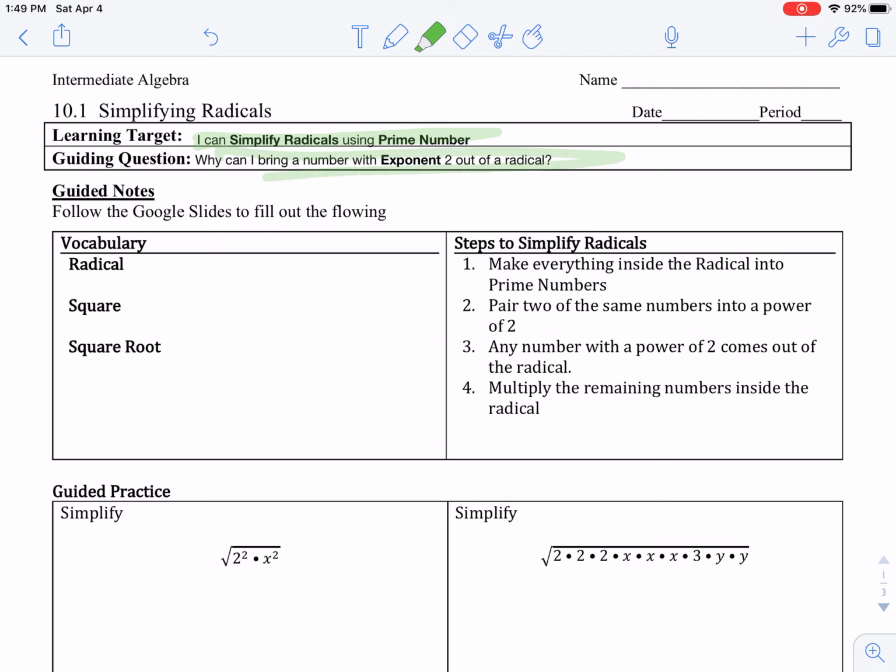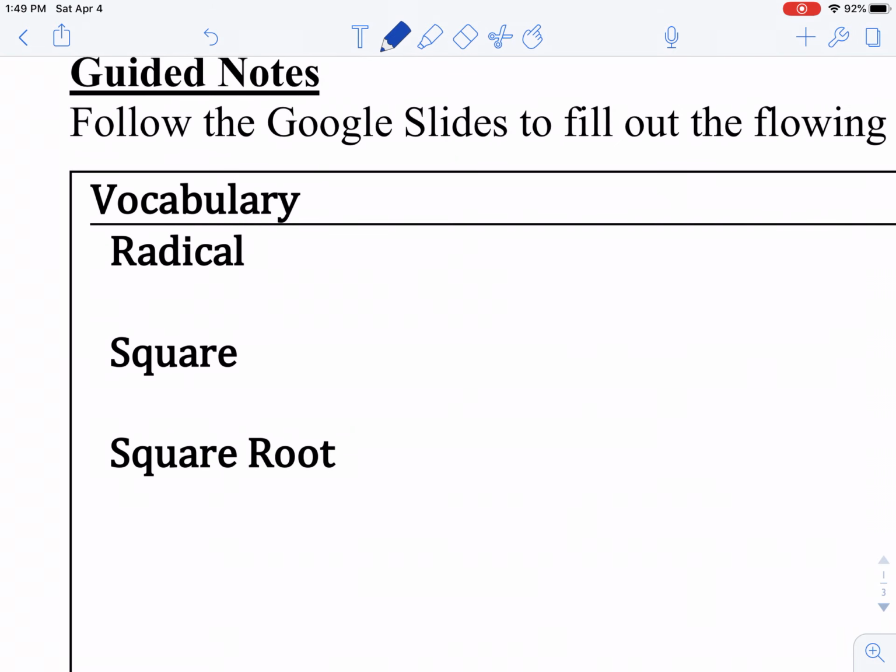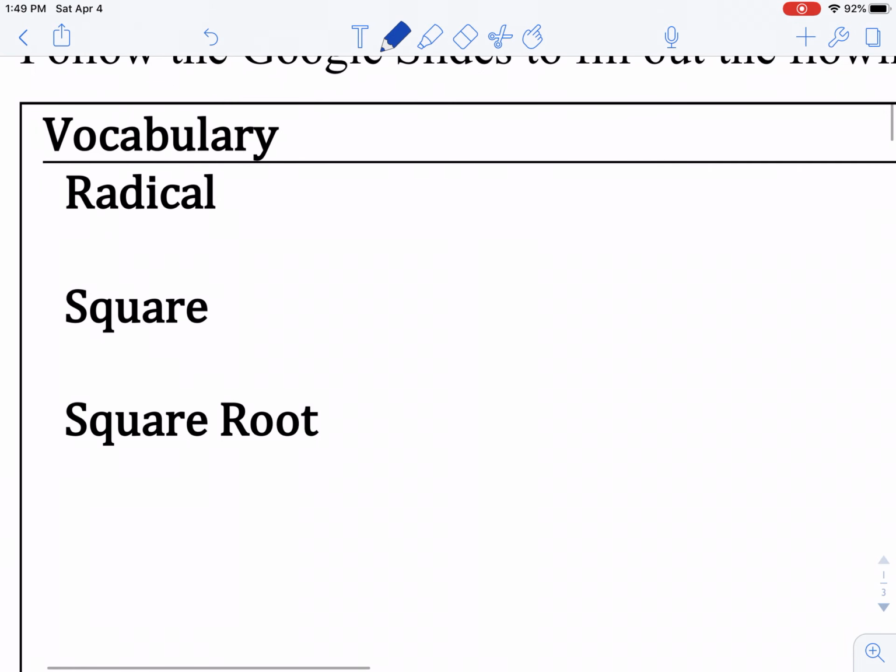And I want you to think about how can we do this? How come we can take a number with the exponent out to the outside of a radical? So there are a whole bunch of words that you do not know, or maybe you heard of, but you're not sure exactly what they are. So the first and most important word is a radical. What the heck is a radical?